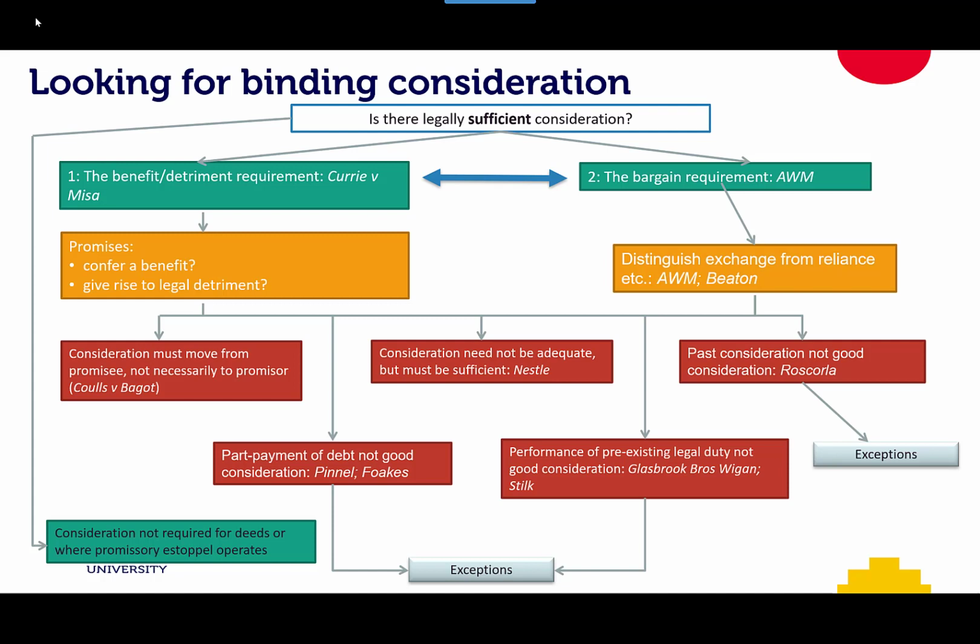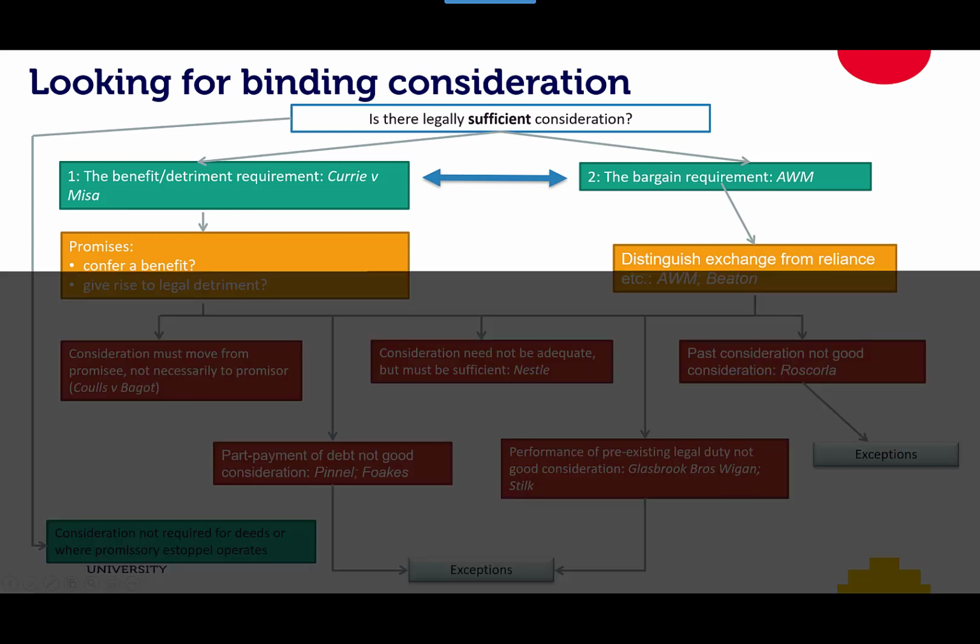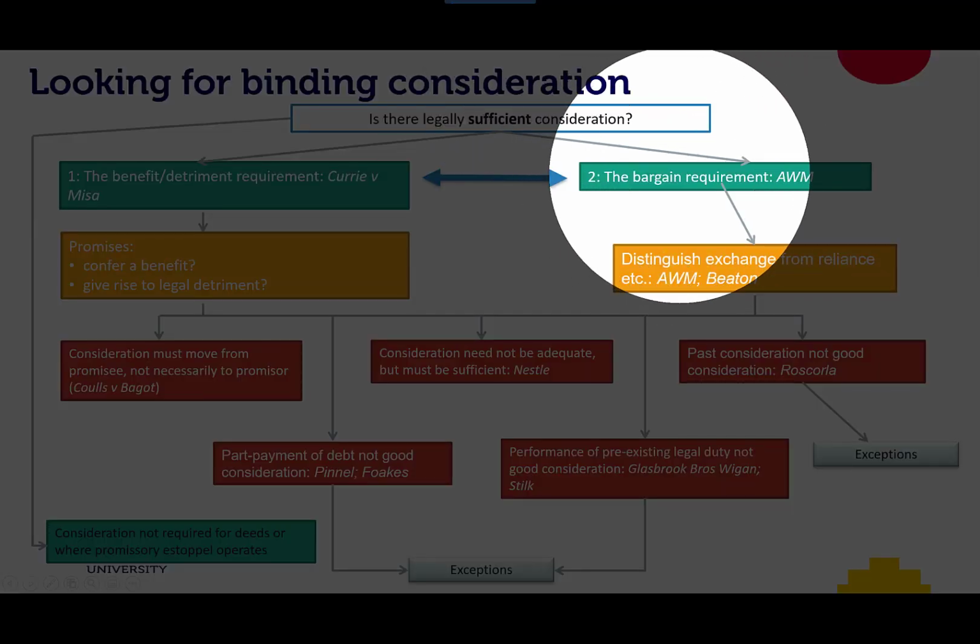Firstly, we need to consider whether or not there is a matching of a benefit and a detriment, and the authority here is Currie v Misa. In order for me to get the benefit of your promise, I need to suffer or incur some kind of detriment. And then the second part of this is the bargain or the exchange requirement.